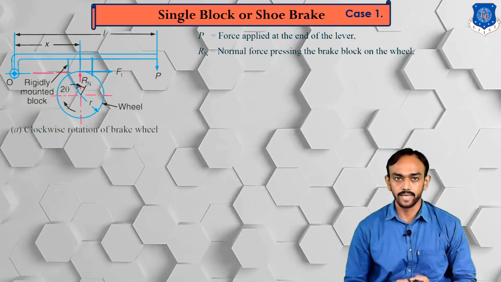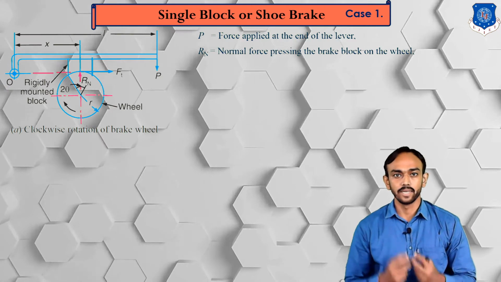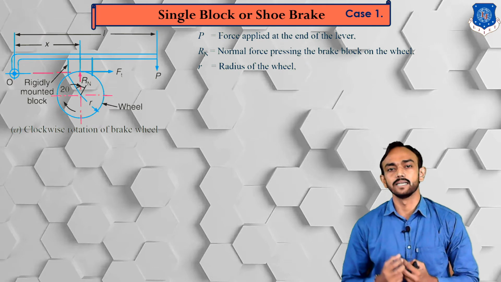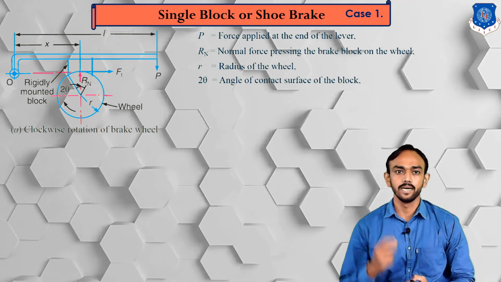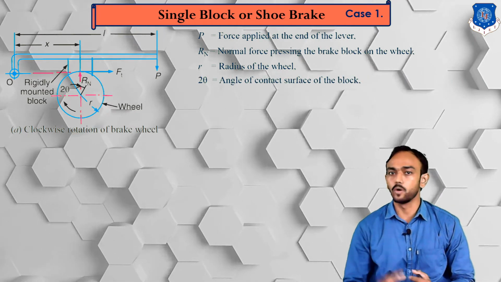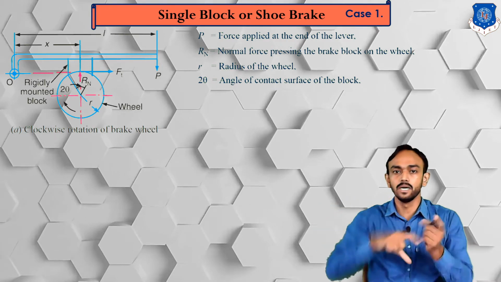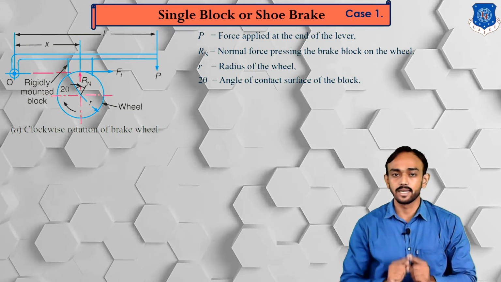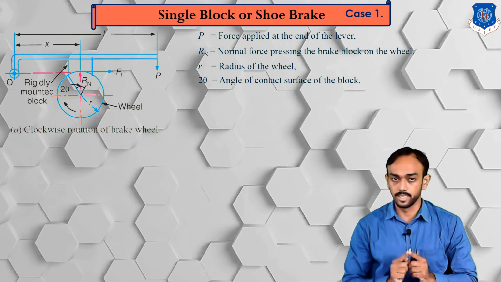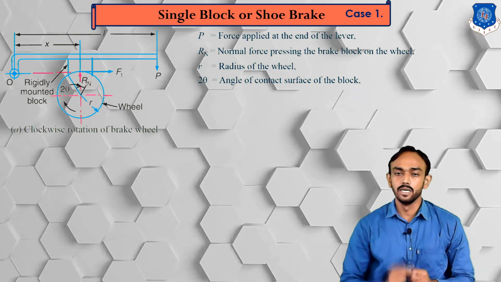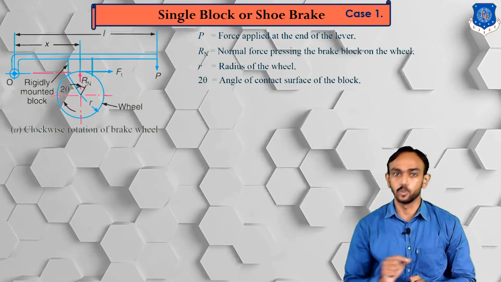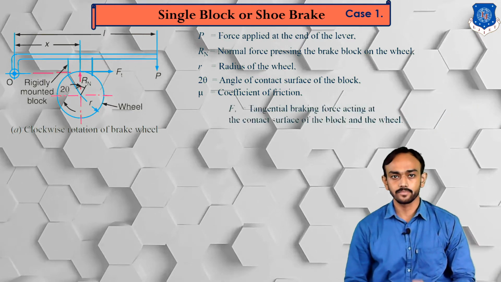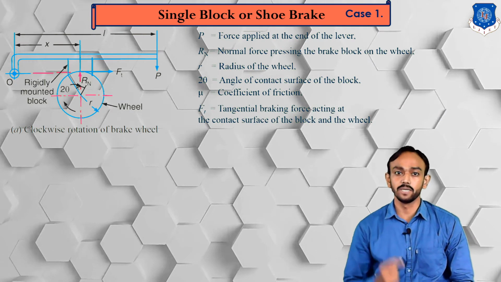Next, Rn is the reaction force pressing the brake block against the wheel, and R is the radius of the wheel. 2 theta is the angle of contact, which means we applied the shoe in the shape of an arc, and this arc of contact we can consider as the angle of contact, which is 2 theta. Remember that the angle making that surface is 2 theta. Then mu is the coefficient of friction and Ft is the tangential braking force.